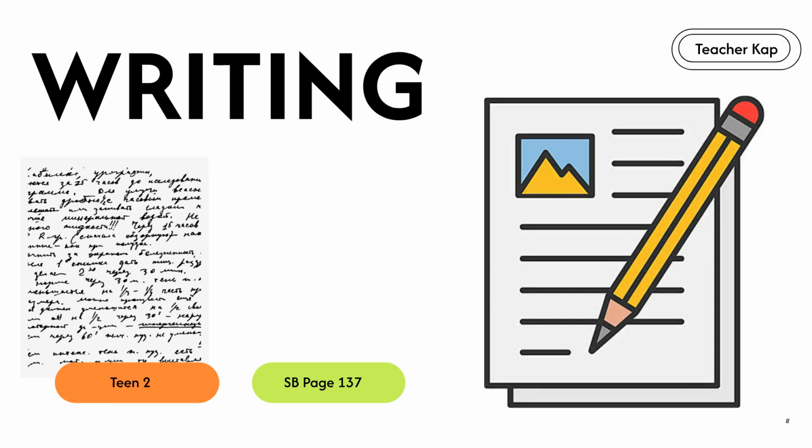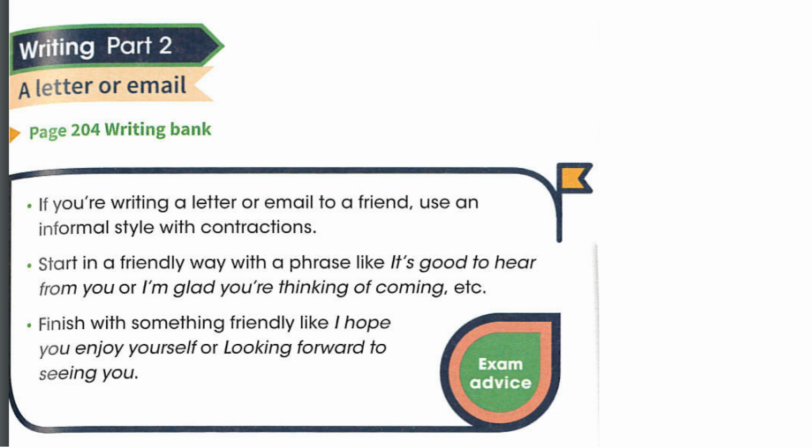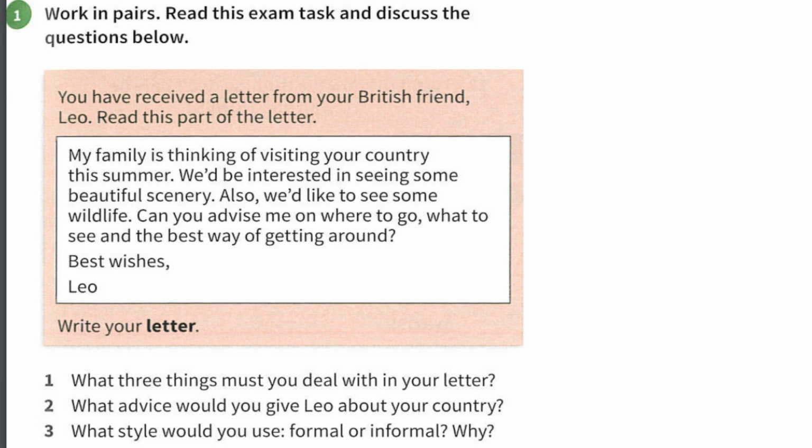We now move on to the writing section, focusing on student book page 137. In writing part 2, when writing an informal letter or email to a friend, use contractions. Start with a friendly phrase and finish with a friendly closing. Work in pairs. Read this exam task and discuss the questions below it.